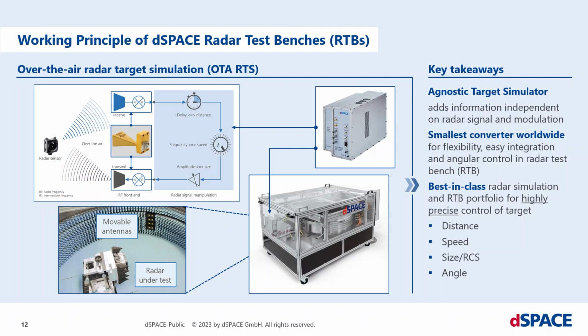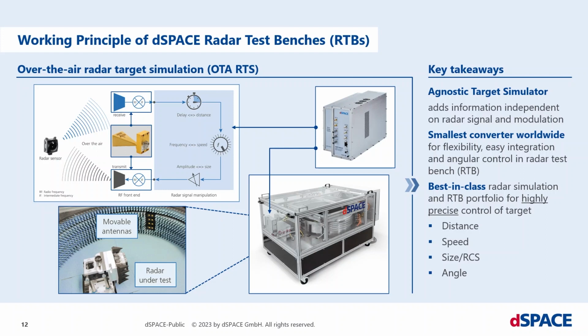This DARTS can now be used within one of our radar test benches. Due to the extremely small converters, it is possible to stack multiple converter pairs very closely and move them with very high precision and dynamic. This mechanical movement is necessary because one important target parameter is still missing, the angle of incidence. This value is decided by the physical location of the DARTS front end with respect to the radar under test.